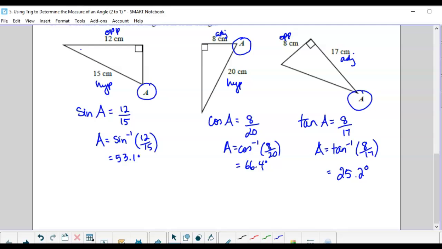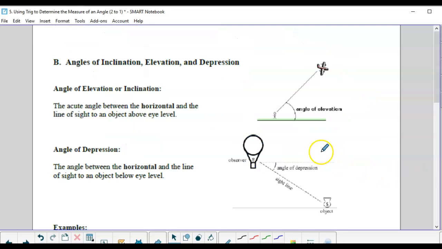All right. Okay, so some words or definitions that you need to know. The angle of elevation or inclination. That's from the horizontal looking upwards. What's the angle that's formed? Really, in this case, it probably should be from the eyesight here, so that horizontal up. But elevation is from the horizontal up.